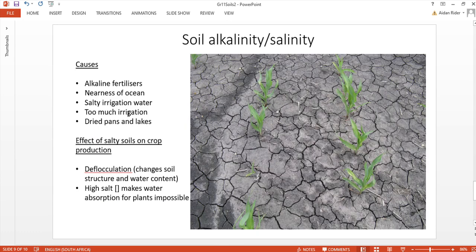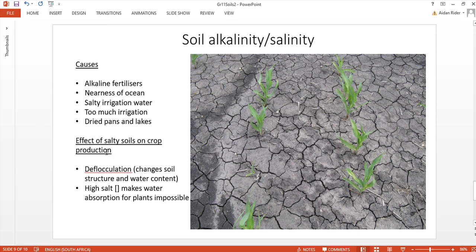So another example would be dried pans and lakes. In the Kalahari, there are lots of these examples. You get these flat areas which used to have water bodies on the surface, like lakes. But then in the hot summer months, when the temperature is very high, all of the water evaporates, and again, all the salt precipitates on the surface of the soil, and you get these salt pans.